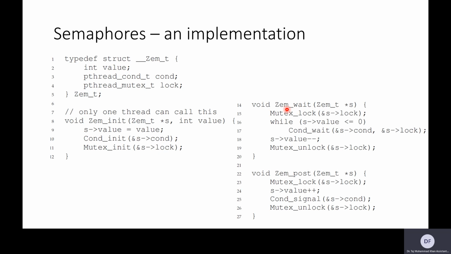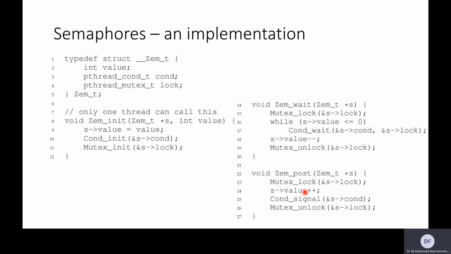So when you call sem_wait it will basically acquire this lock. The lock is basically to protect this structure, and it will check the value of the semaphore. If it is less than or equal to 0, it will basically wait on this condition variable. Okay, wait so that some other thread basically signals this condition variable. Only then it will reduce this value and release the lock and return from sem_wait.